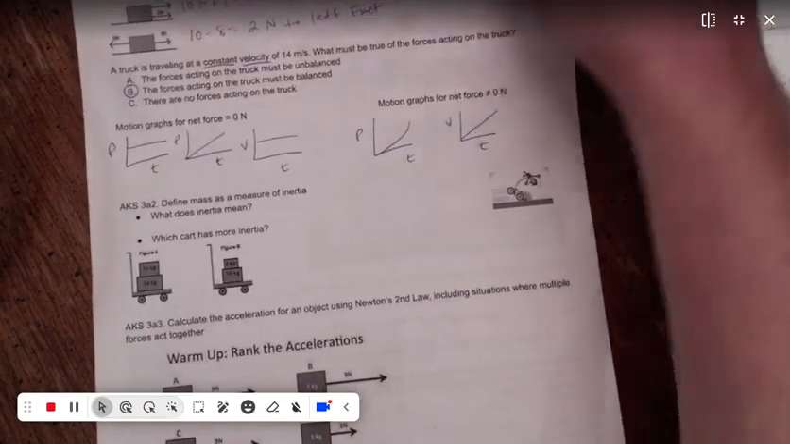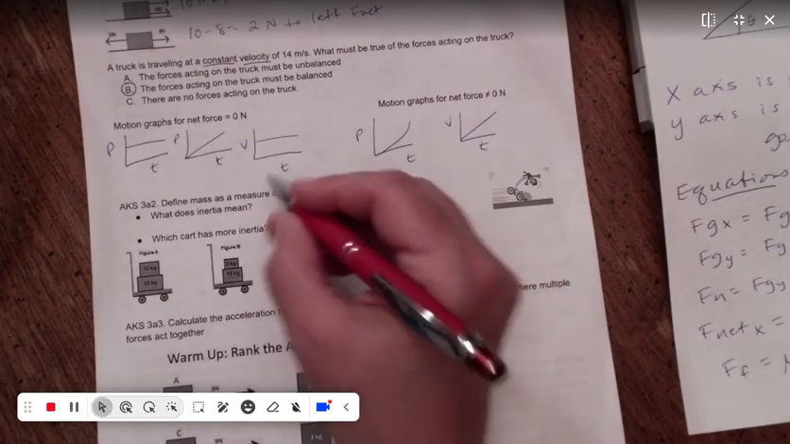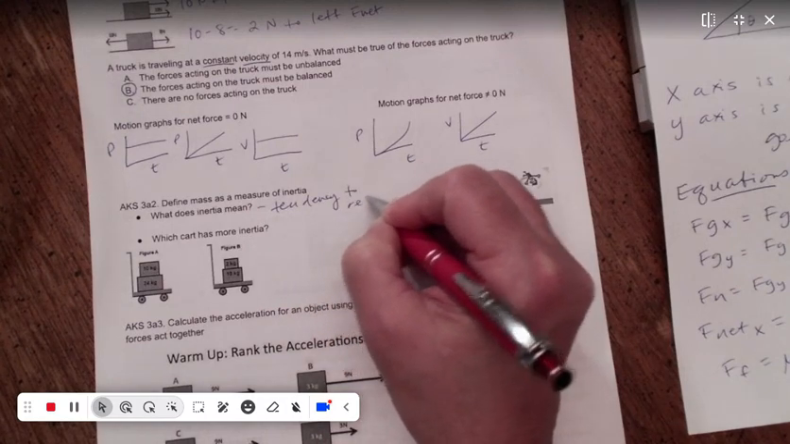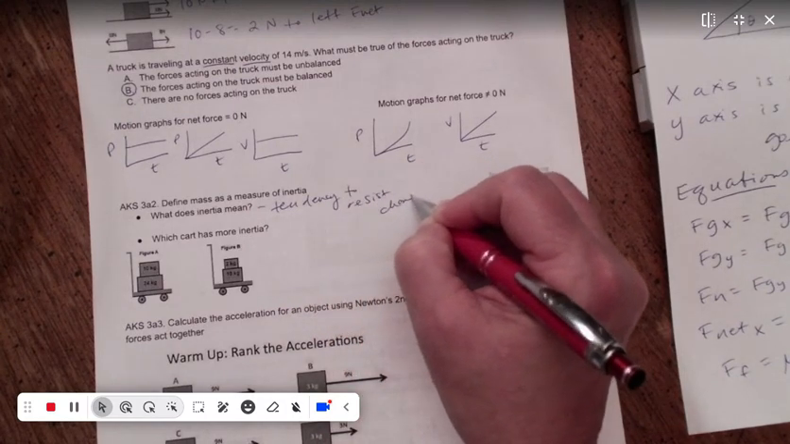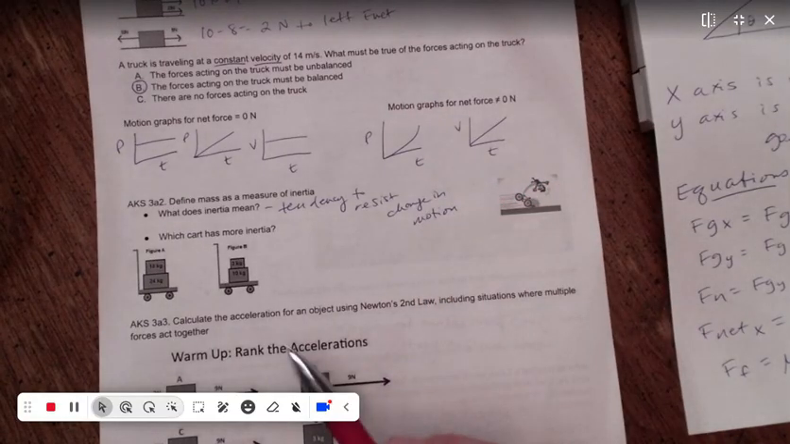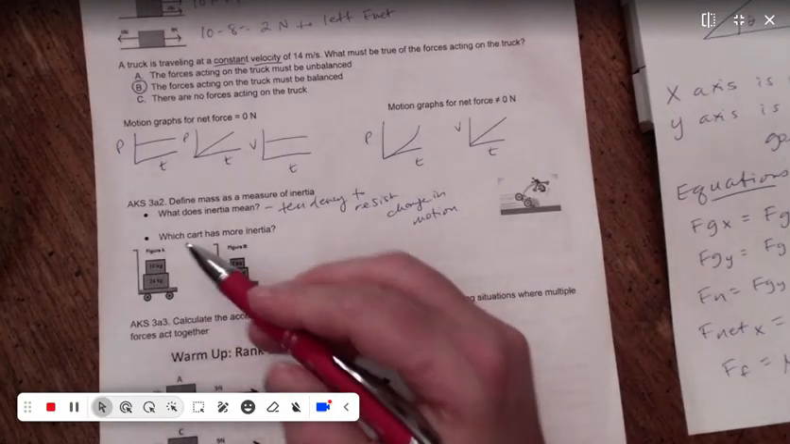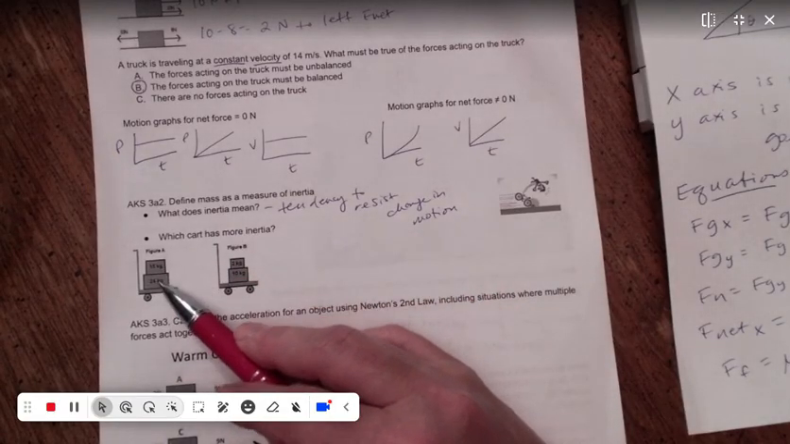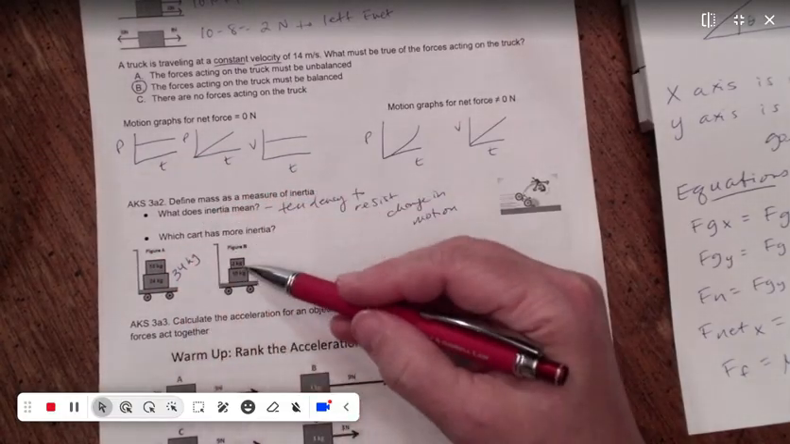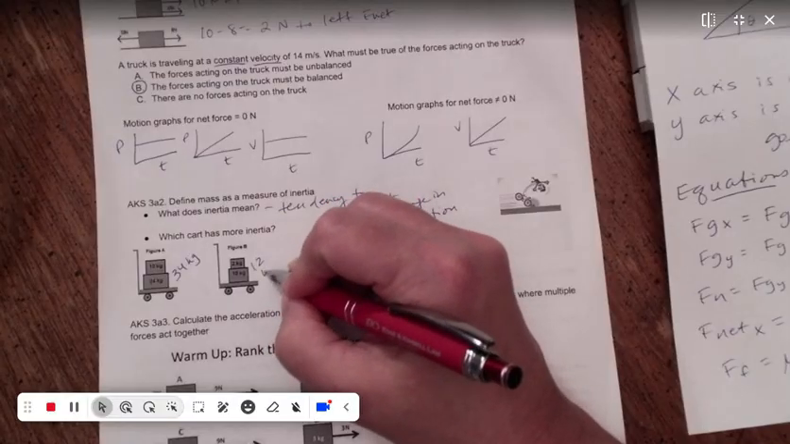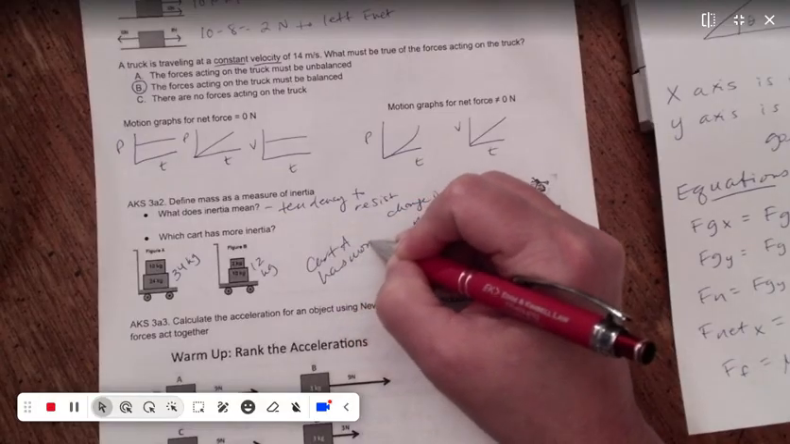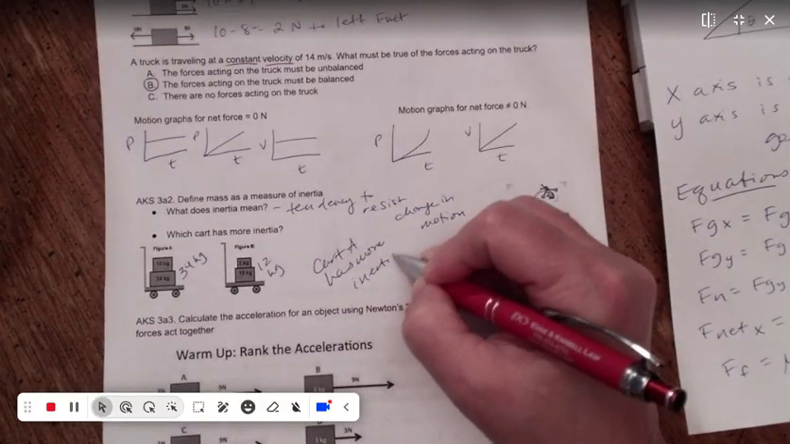Okay, mass is a measure of inertia. What does inertia mean? This is our tendency to resist change in motion. So if we have more mass, we have more inertia. Which cart has more inertia? This is kind of hard to read, but there's two boxes here that total 34 kilograms for cart A, and then 12 kilograms for cart B. So cart A has more mass, so that means it also has more inertia.